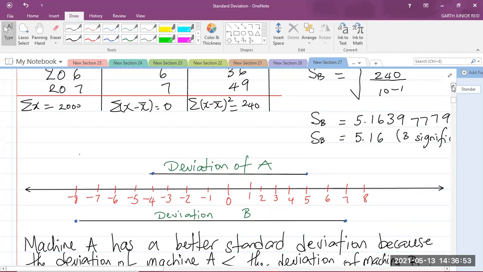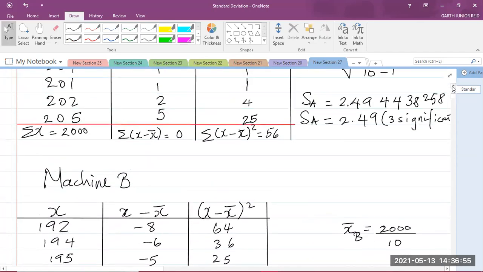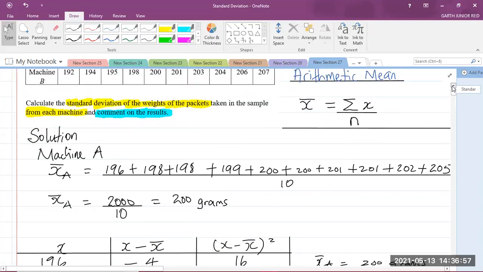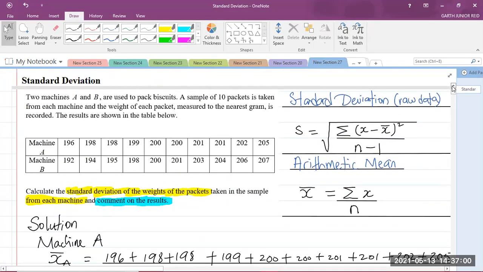So in this question, we have calculated the standard deviation using raw data, and we have commented on the results. Now, these are typical questions that they can ask in the CAPE examination for you. So please ensure to take notes.